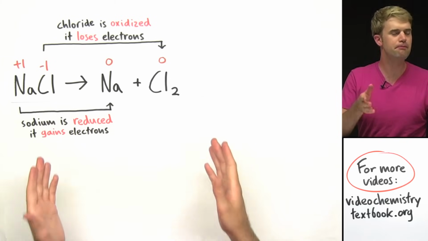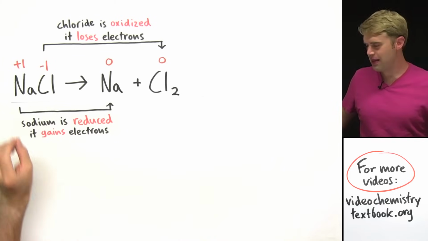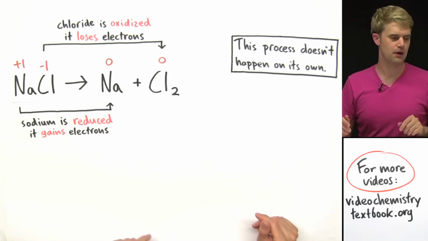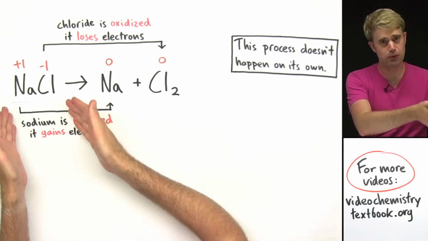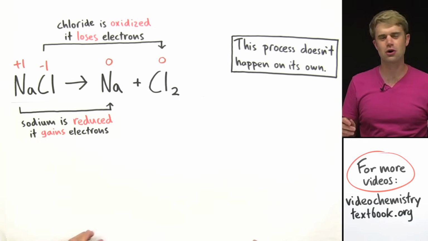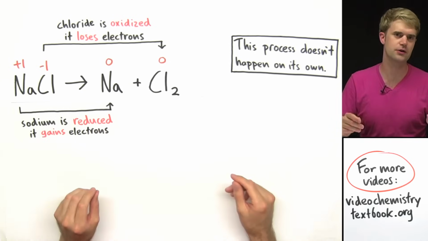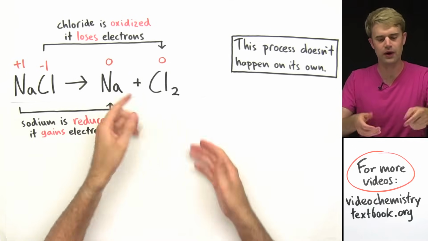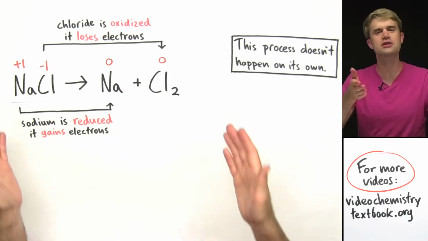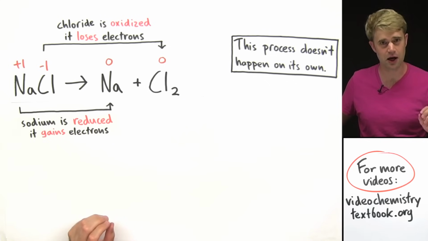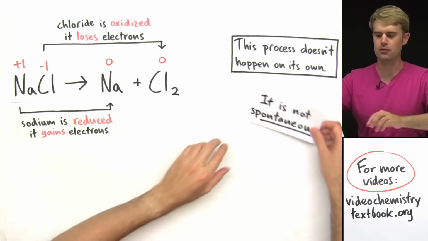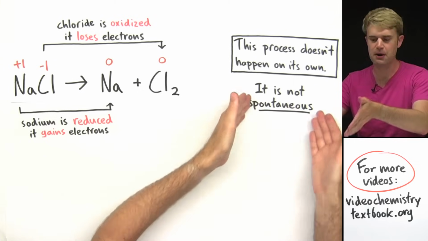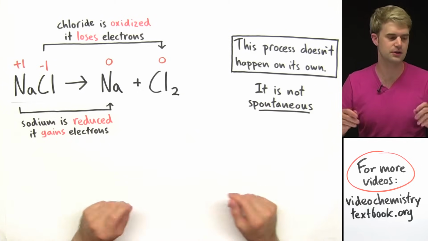Now there's something really important about this process, and that's that this process doesn't happen on its own. Sodium chloride is also known as table salt, and you could keep table salt in your kitchen for hundreds of years, and it's never going to separate out into sodium and chlorine gas. It's just not going to happen. This process doesn't happen on its own by itself. To use chemistry terms, we can say that this process is not spontaneous. A spontaneous process is something that happens on its own.